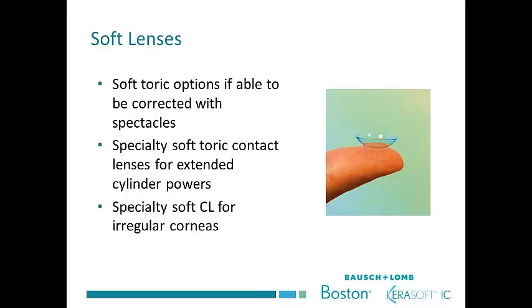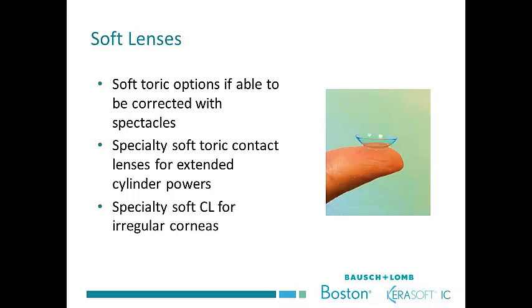And lastly, in the soft lens category, there are specialty soft contact lenses that are made specifically for irregular corneas. And there's basically two realms of this. Now, as an irregular cornea lens fitter, oftentimes our first thought on fitting irregular corneas is fitting a corneal GP lens, which we're going to cover next.